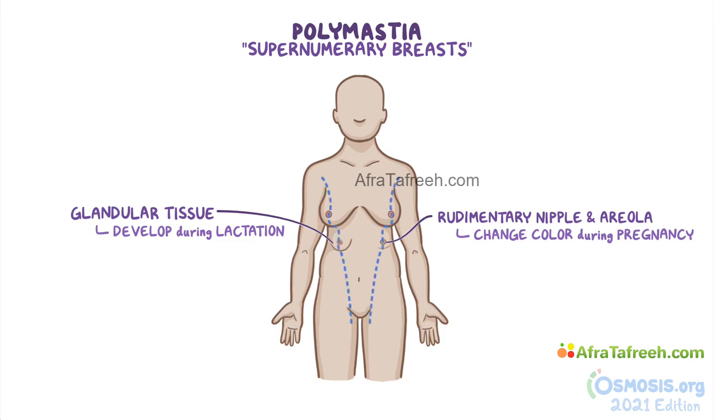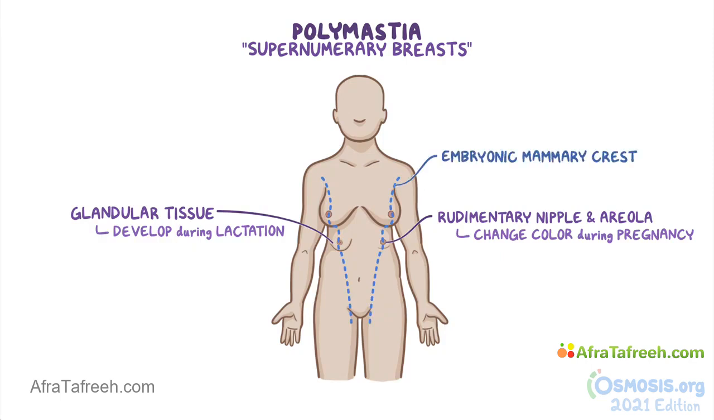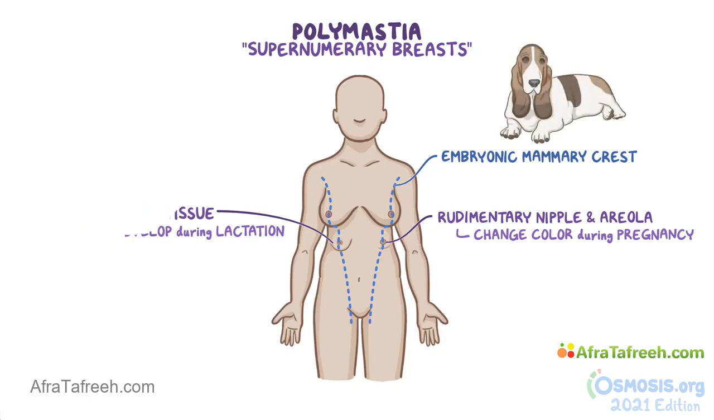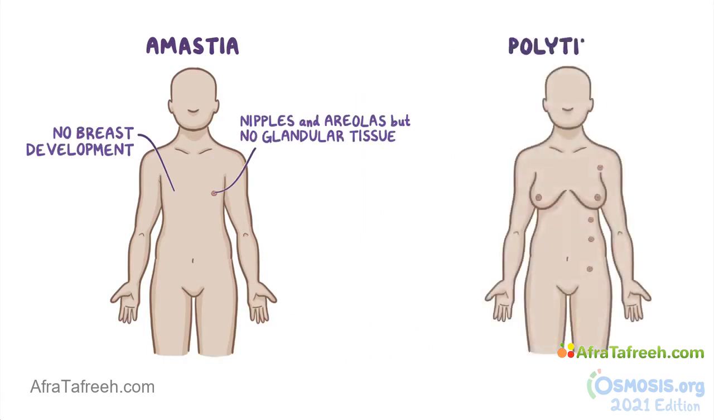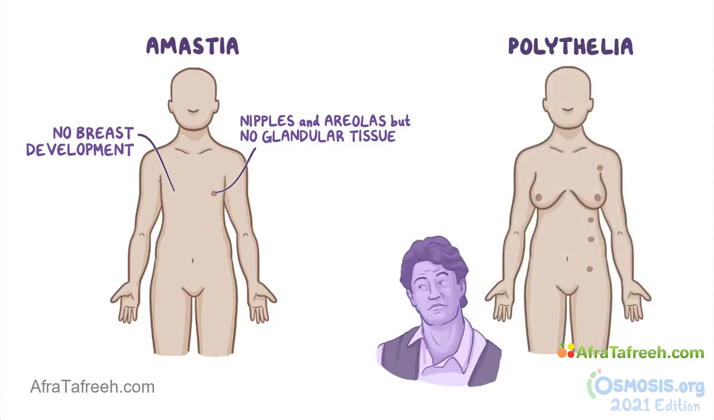That's because this is the location of the embryonic mammary crest from which the breasts develop and along which breasts develop in animals with multiple breasts, such as female dogs. Now, amastia is when there's no breast development or when nipples and areolas are present but there's no glandular tissue. And finally, polythelia is when accessory nipples are present, just like Chandler Bing's third nipple.